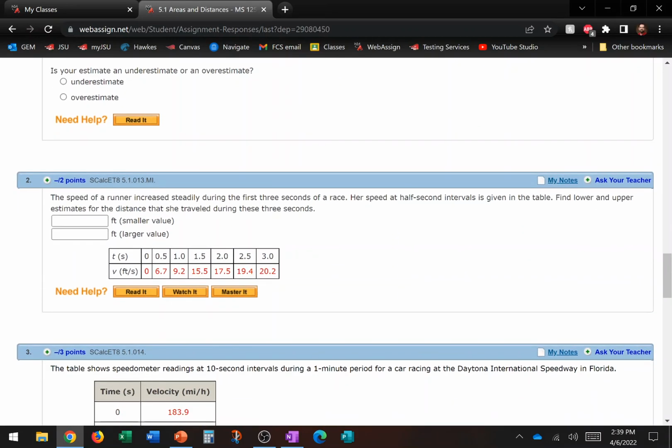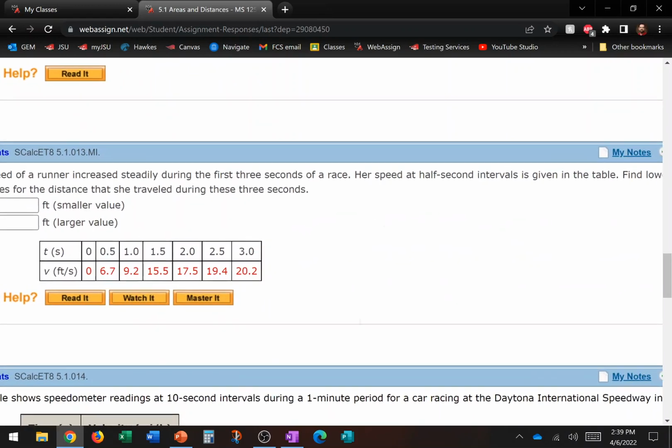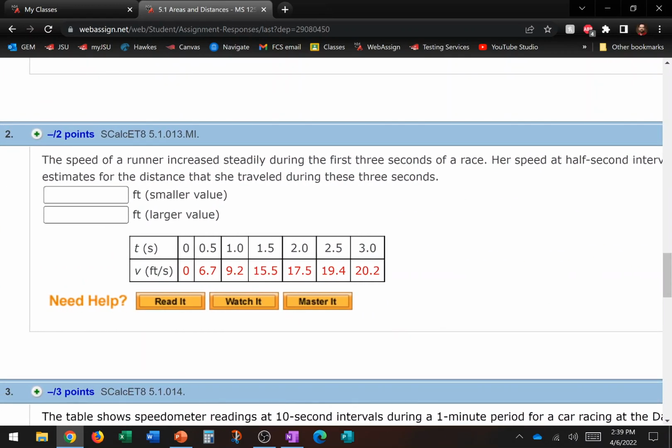So that's basically what we just did. On one like this, we're thinking about the distance problem. We don't have to draw in the rectangles, we just got to know how to set up the sum.